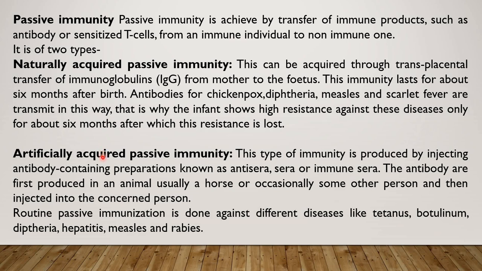Artificially acquired passive immunity. This type of immunity is produced by injecting antibody-containing preparations such as antisera, sera, and immune sera. The antibodies are first produced in an animal, usually a horse, and sometimes in other persons, and then injected into the person. Routine passive immunization is done against different diseases like tetanus, rabies, diphtheria, and many more.